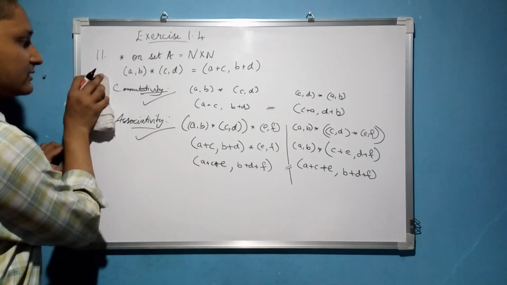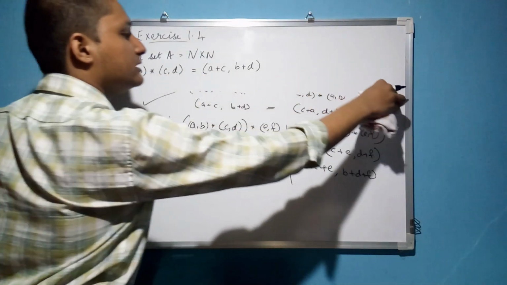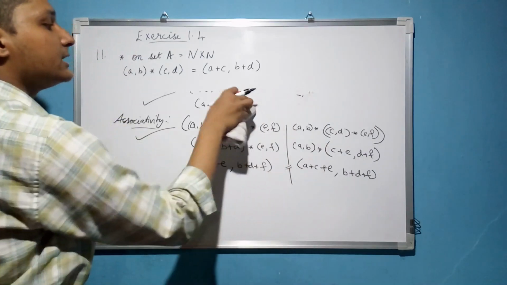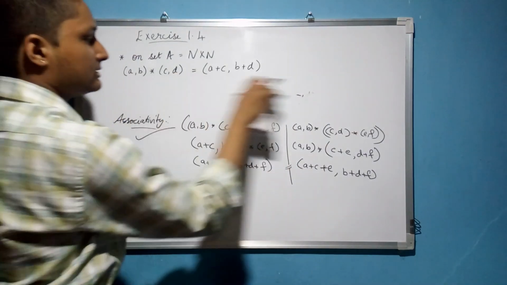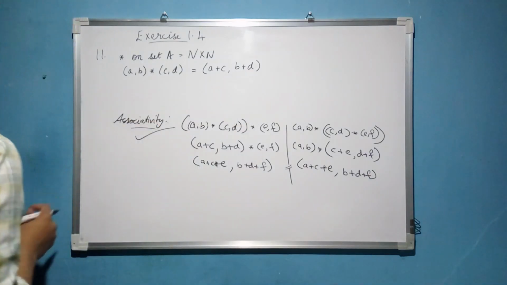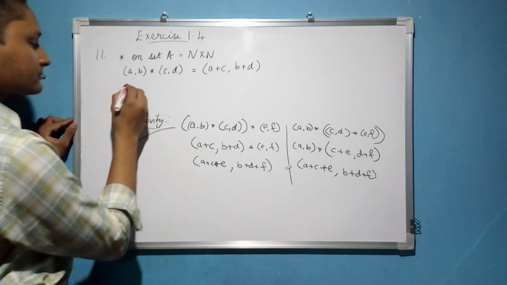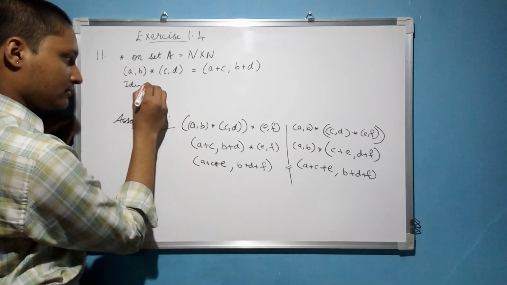Next we need to find whether it has some identity element. I'll rub these two parts for that; I'll rub only the commutative part. Since it is commutative, it can have a chance to have an identity element because both are the same, right? Identity.